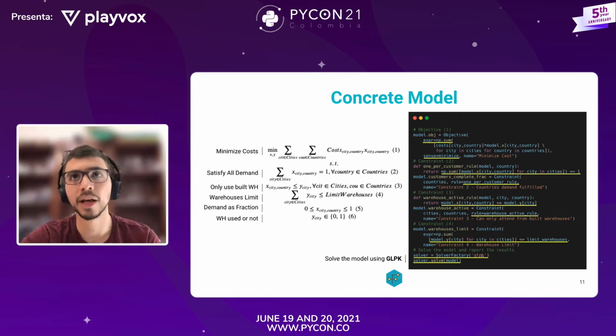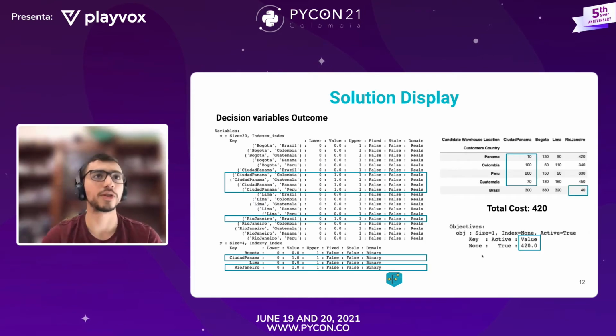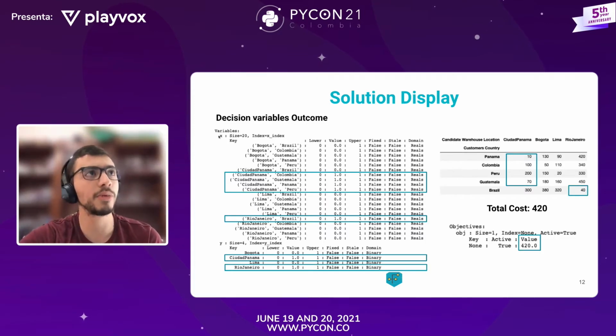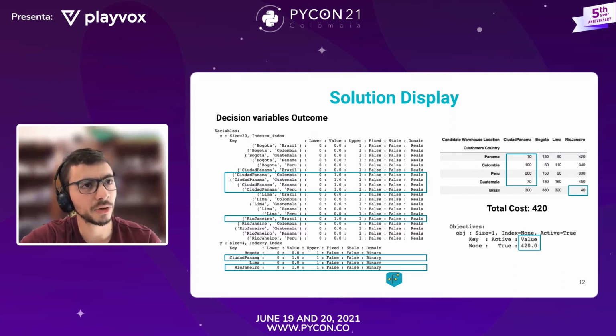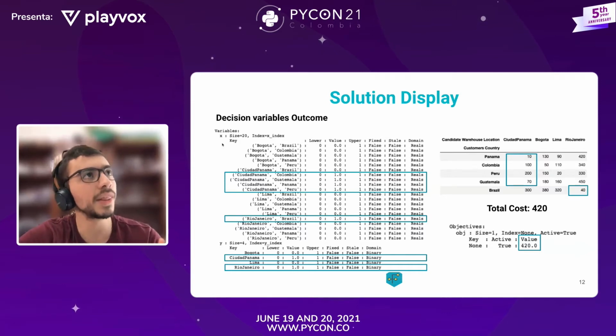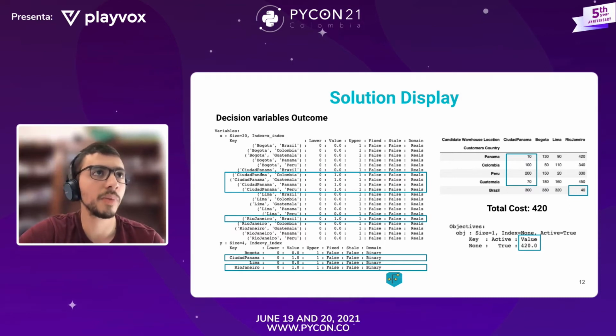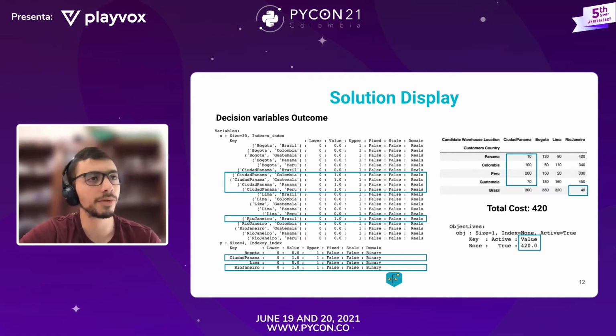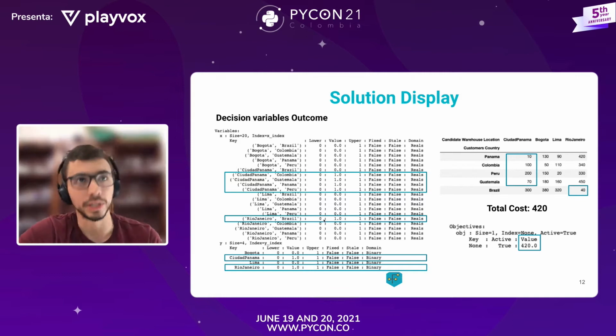So let's look at how it solved it. We have here our two decision variables, our x and our y. It told us that we should use Ciudad de Panama and we should use Rio de Janeiro, right? And when we look at the x, how much demand fraction is going to attend each of them? Ciudad de Panama is going to attend 100% of Colombia, Guatemala, Panama, and Peru. Oh, that's cool. And let's look at Rio de Janeiro. Rio de Janeiro is going to attend Brazil, right?